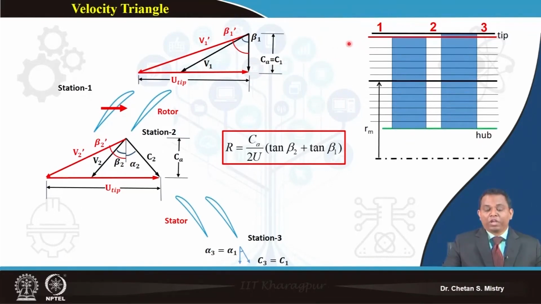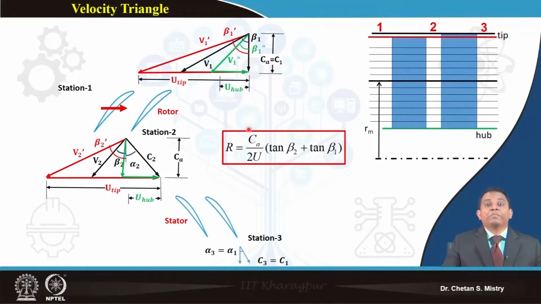Now if I talk about the hub region, I will have this kind of configuration at the entry, and this as my velocity triangle at the exit. Okay. Now just remember my degree of reaction, which we write as Ca by 2u (tan beta 1 plus tan beta 2). At all stations, at the hub, at the midsection, even at the tip section, my beta 1 and beta 2 are going to change.